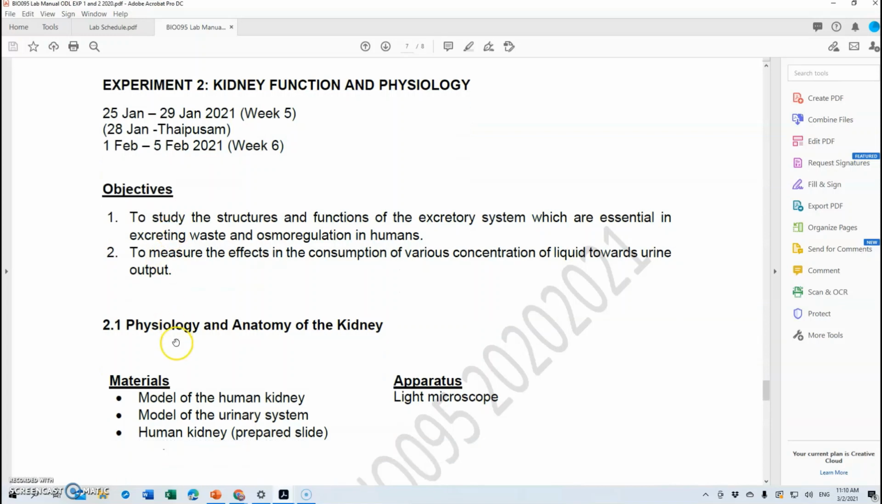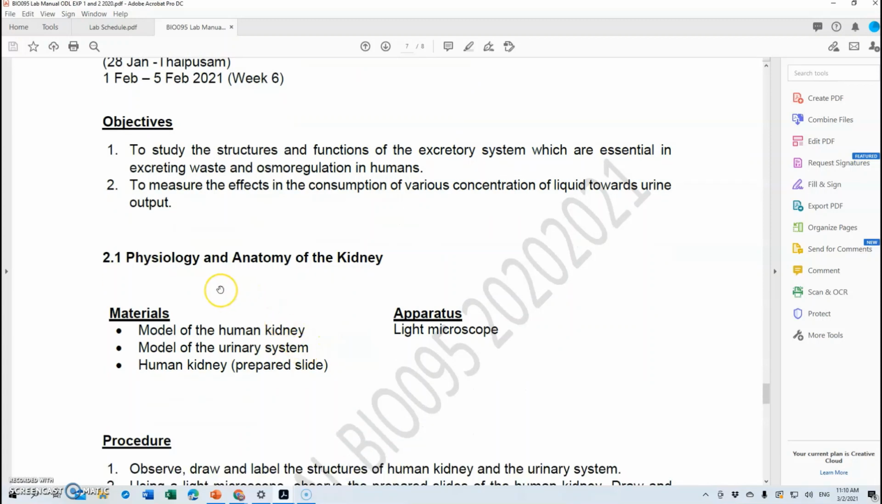Okay. And then for this experiment, the first part, which is 2.1, is physiology and anatomy of the kidney. For this part, you are going to observe a model of the human kidney, a model of the urinary system, and the human kidney, which is a prepared slide of human kidney. So the apparatus that you will need is a light microscope.